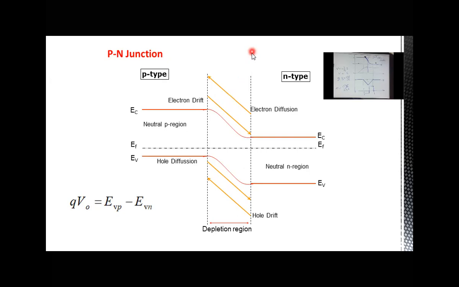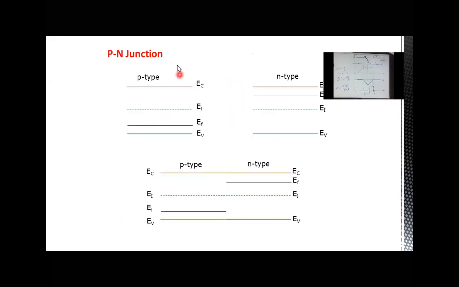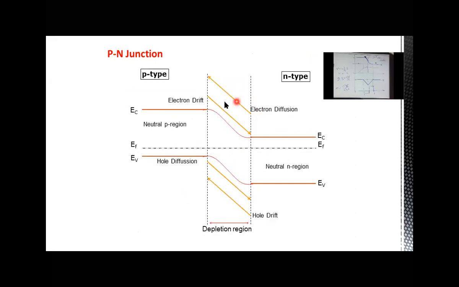Now, I will try to use some annotation. So if you remember, we have a P side of the material and we have an N side of the material. And then we combine these two sides together to form this energy band diagram. So basically, this energy band diagram is divided into two regions. What is on the left-hand side is a P-type region, and what is on the right-hand side is an N-type region. Perfect.